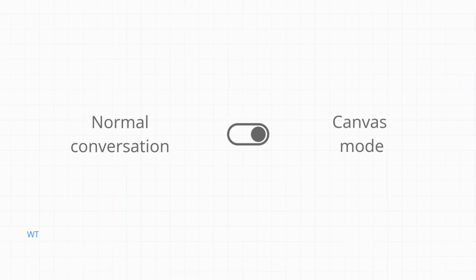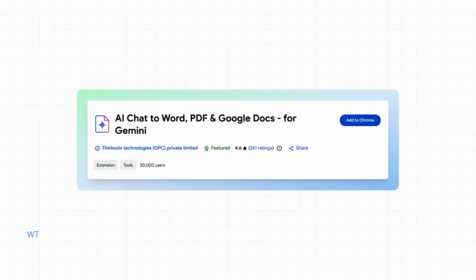Now the second method skips Canvas completely. It uses AI Chat to Word, PDF, and Google Docs for Gemini.